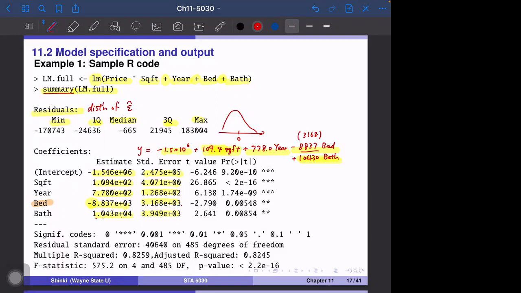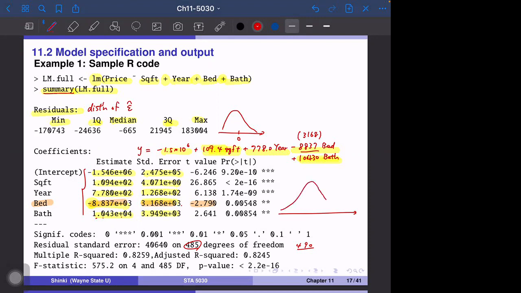So bedroom have the negative 8837, so 8,800 as a coefficient, and the standard error for this quantity is 3,000. So this coefficient may be 5,000, or maybe 11,000, but probably it's negative. And the ratio of these two quantities is given by t-value. And basically, this statistic follows t-distribution with the degrees of freedom given here. So actually, this data set has probably 490 observations. And we have 5 parameters. So we subtract 5. Then we can calculate the degrees of freedom.